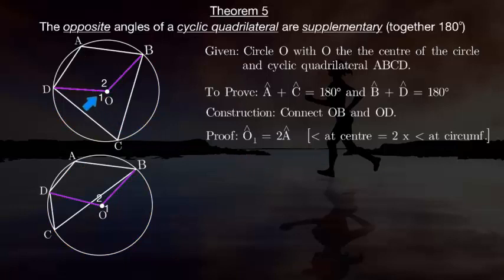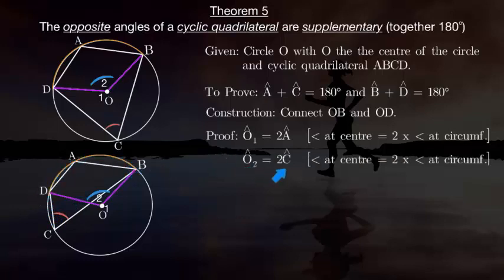Now we can do the same with this angle. This is O2 and this is going to be twice the size of angle C. Now why? Because the angle at the center is 2 times the angle on the circumference, because they're subtended by the same arc DAB. Now it's the same for this figure. Angle O2 is going to be twice the size of angle C because both these angles are subtended by DAB. Okay, so here we go, and we can say angle at center is 2 times the angle at the circumference.